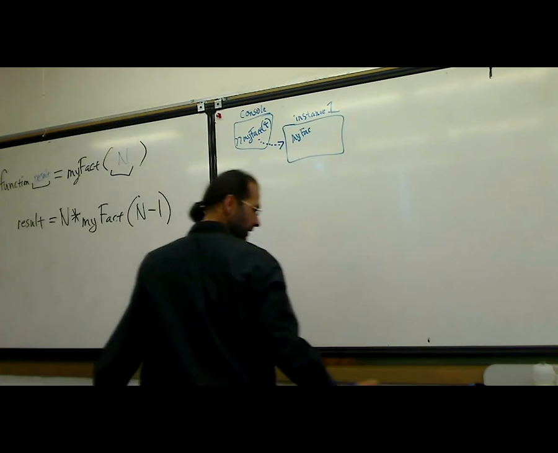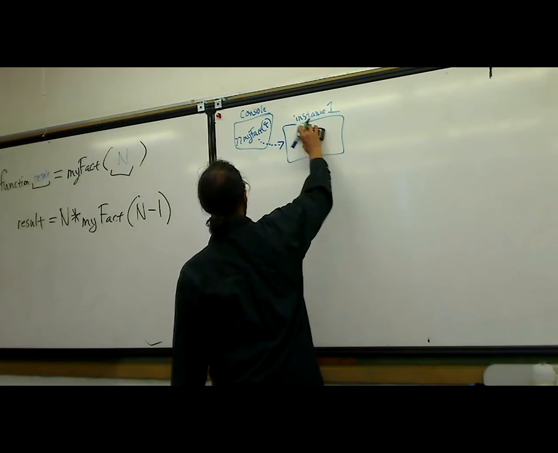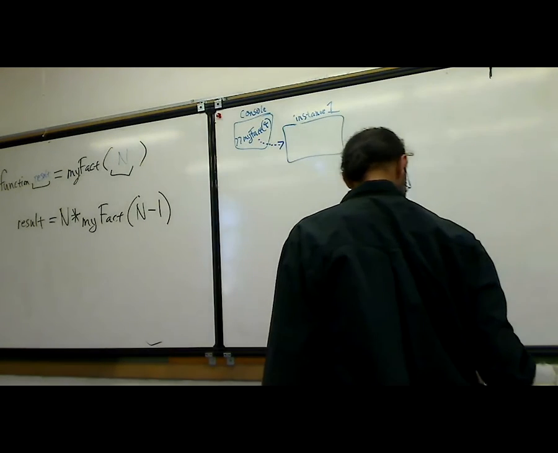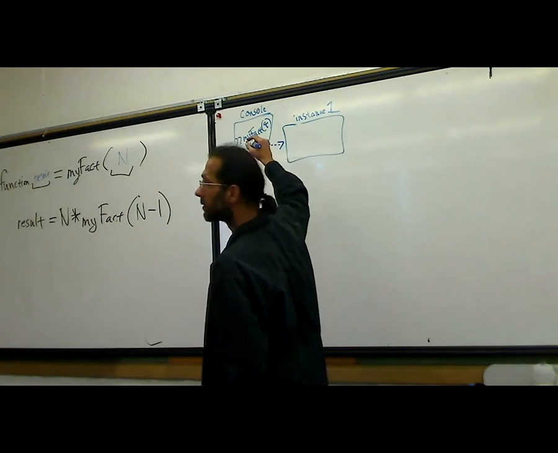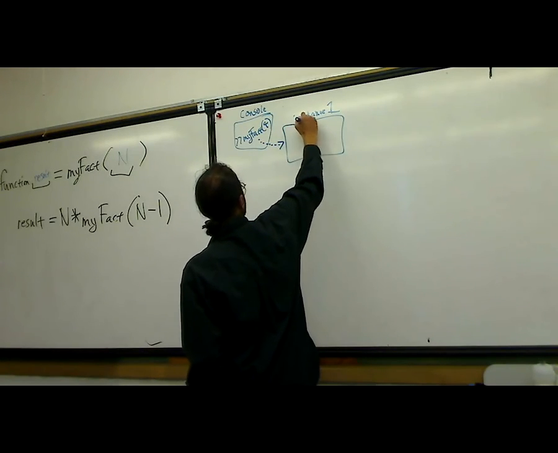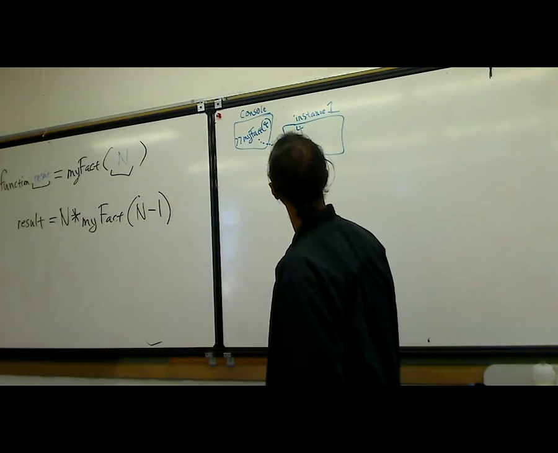We know it's my fact. I don't need to write that in. What is the value of n inside of this? 4, correct. Okay. Why'd you put the 2 7s? Is that what it is?